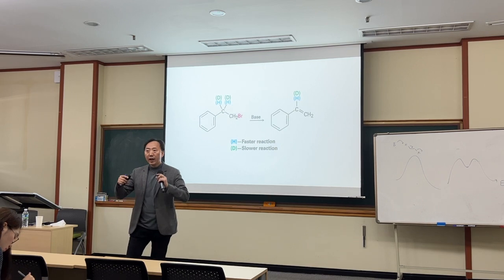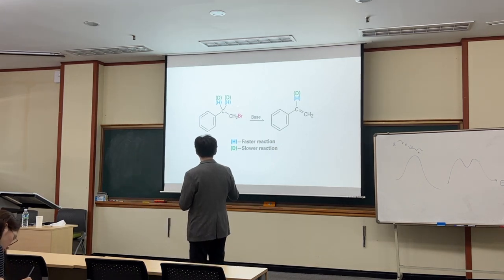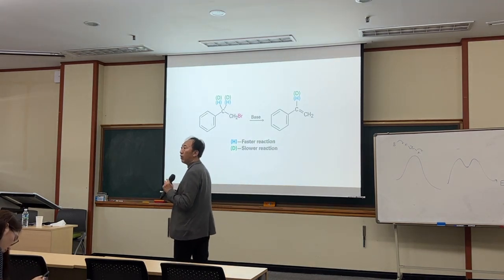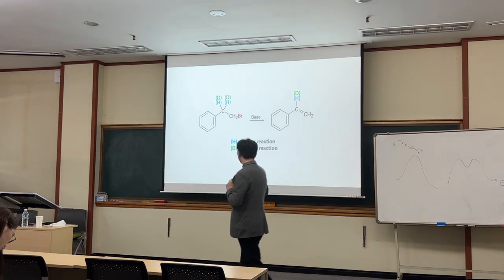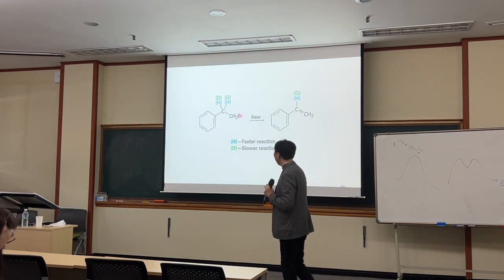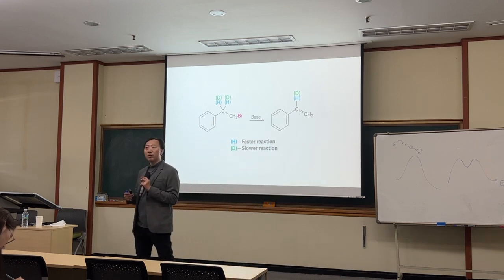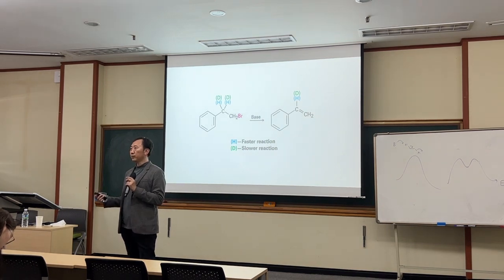When we have a heavier isotope involved in the rate-determining step, that generates a different reaction speed. So when we observe these reactions, H is faster and deuterium is slower to generate this product. Then, based on this result, what can you say? Is the reaction mechanism E1 or E2? This is the E2 reaction.